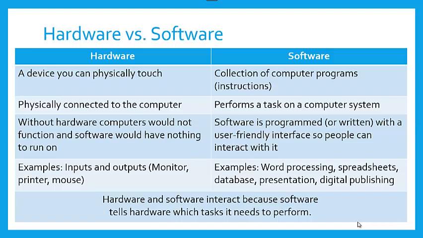Now, let's talk a little bit about computer software. Computer software is a collection of computer programs. And by computer programs, we're just talking about instructions that the computer actually reads. Software performs a task on a computer system. Also, software is programmed or written with a user-friendly interface so people can interact with it.